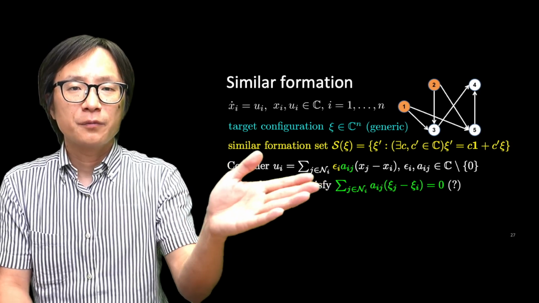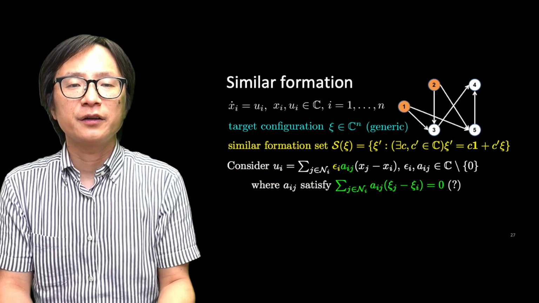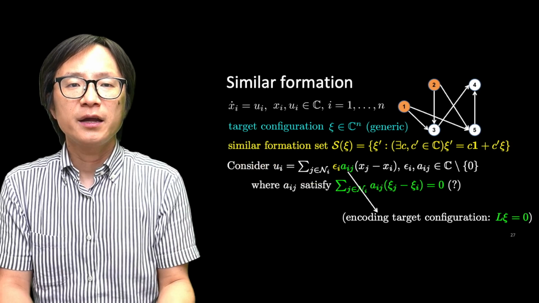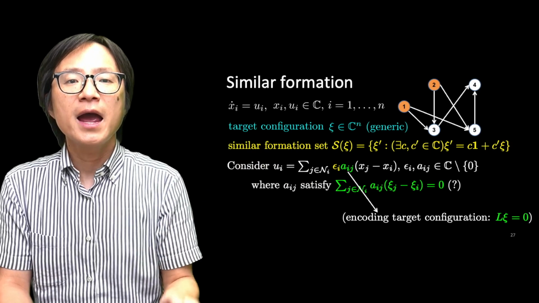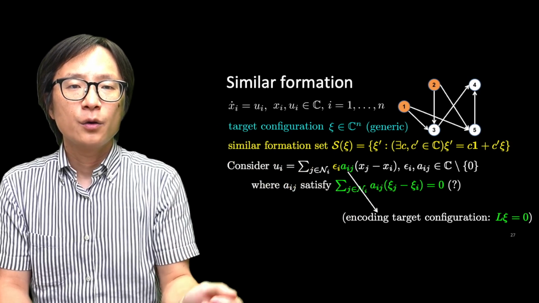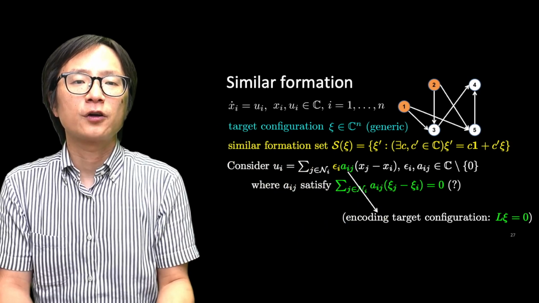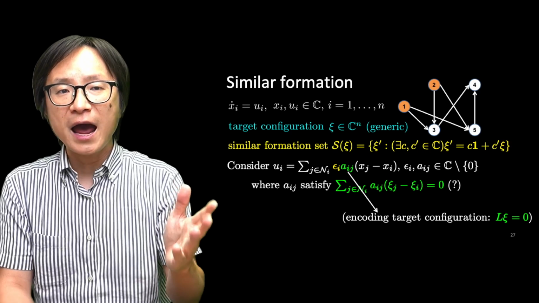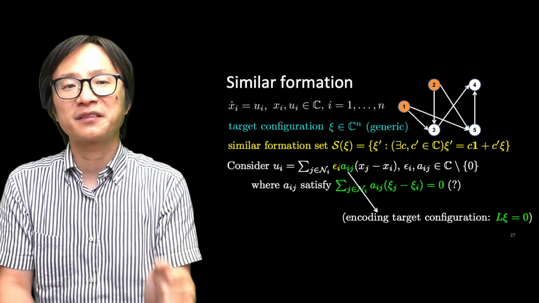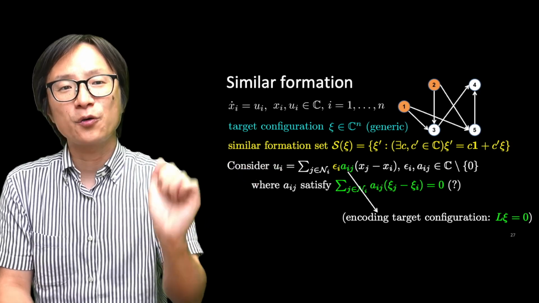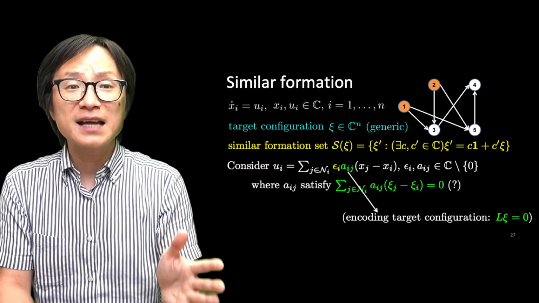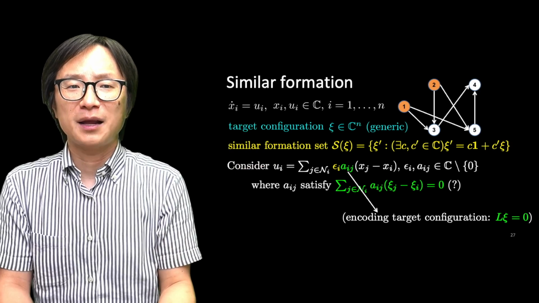Well, if this linear constraint is satisfied, then the weights Aij encode the target configuration in the sense that if we stack all these constraints together, we have this aggregate equation L times C equals 0. Here L is going to be our complex Laplacian, and that equation means that the target configuration vector lies in the kernel of the complex Laplacian matrix.